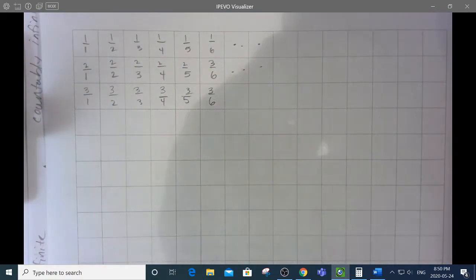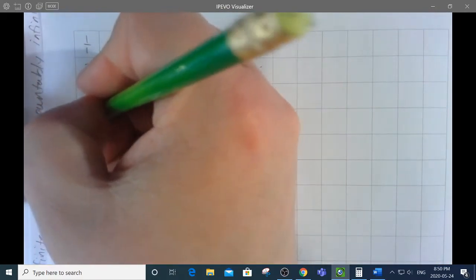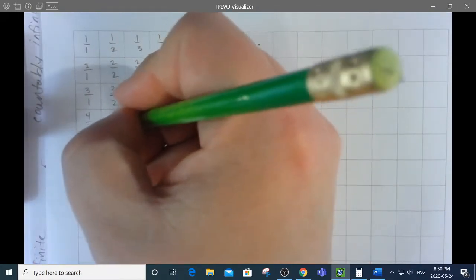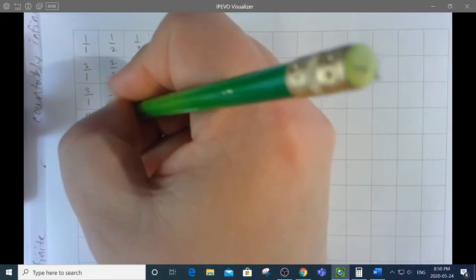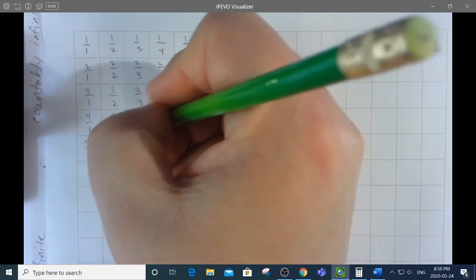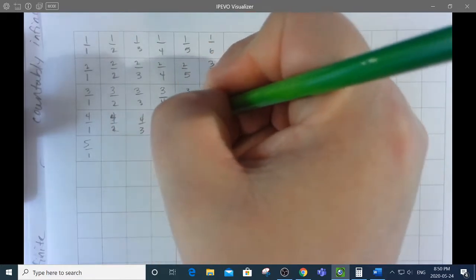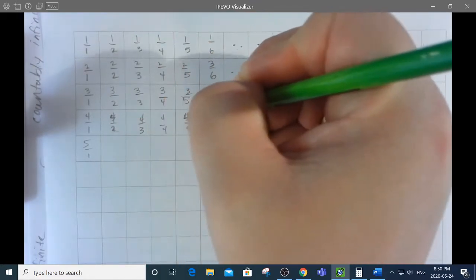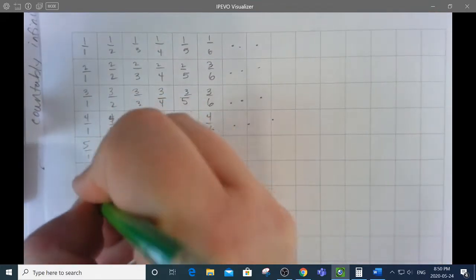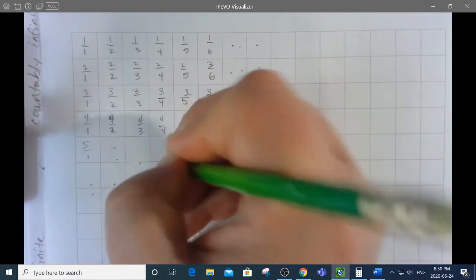Now, I can keep this going. Of course, this would be then my 4 row for numerator, my 5 row, and again, for 1. Oops, that's supposed to be a 4. 4 over 2, 4 over 3, 4 over 4, 4 over 5, 4 over 6. And all of these rows go forever, and all these columns go forever as well.